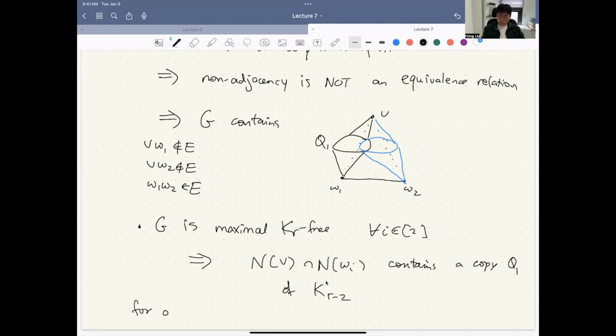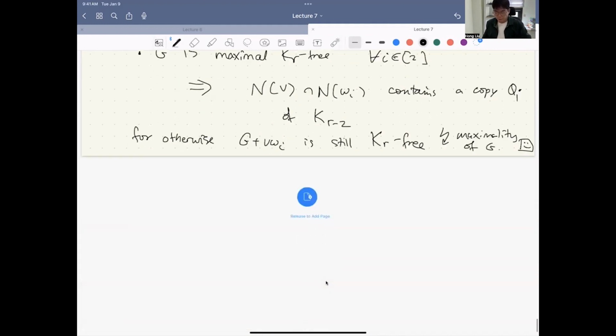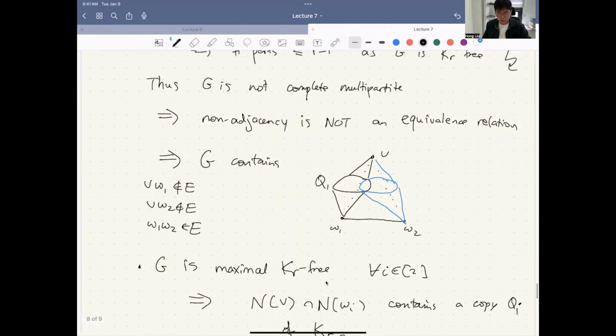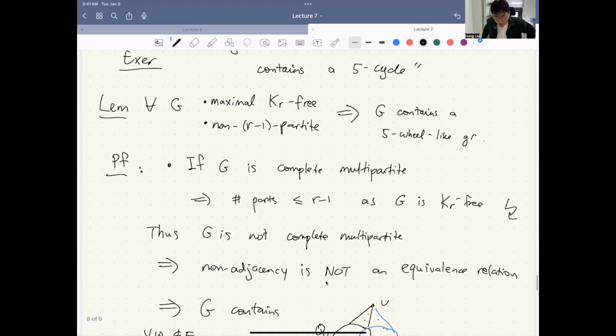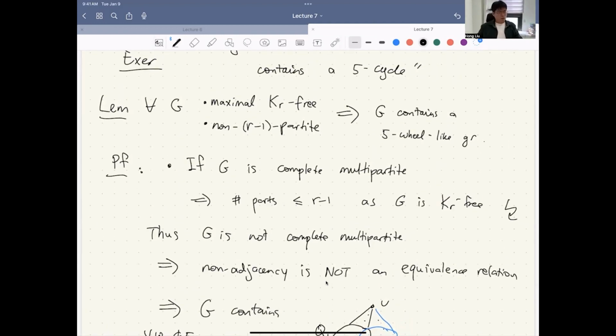Okay, the co-neighborhood contains a Q1, for otherwise G plus VWi is still KR free, contradicting maximality of G. The proof is very simple. How are we going to use this to prove the theorem? So now we can give this short proof.